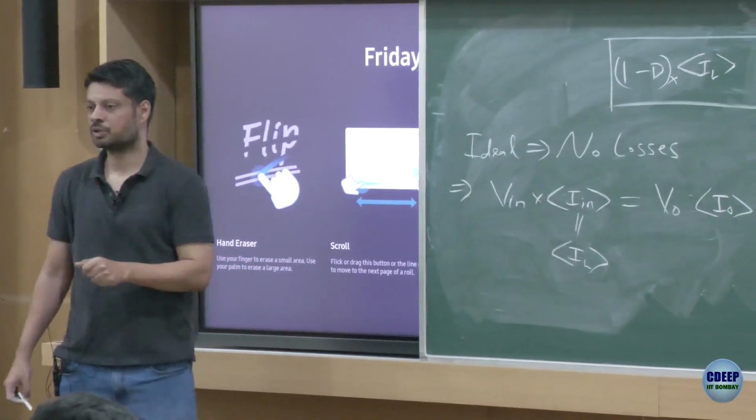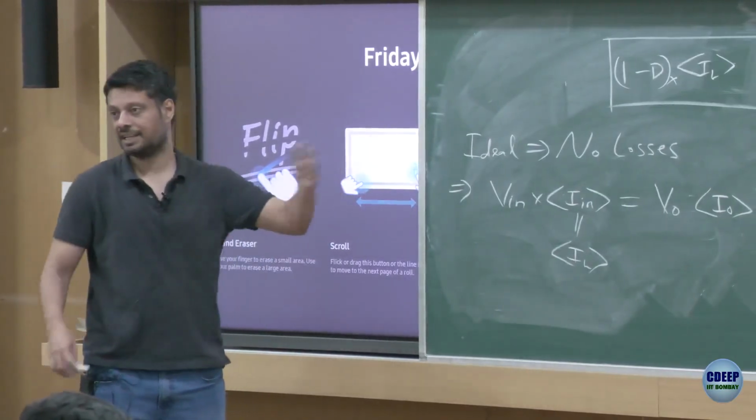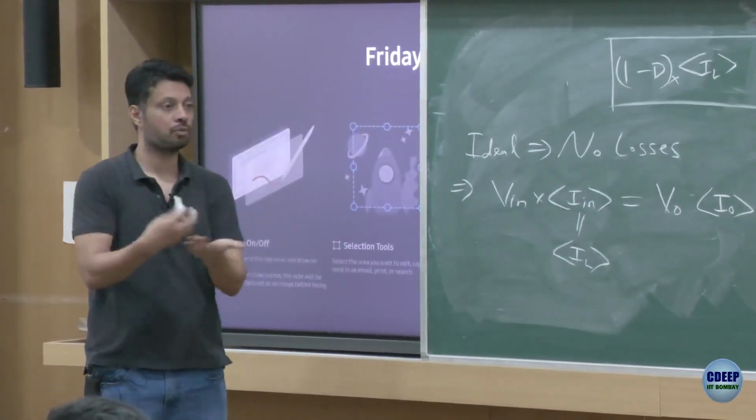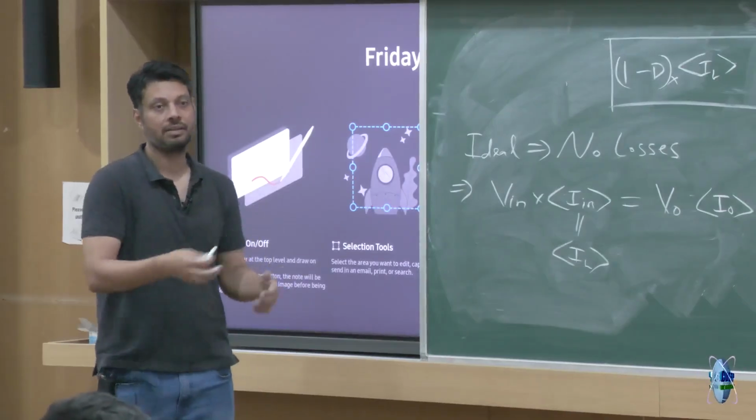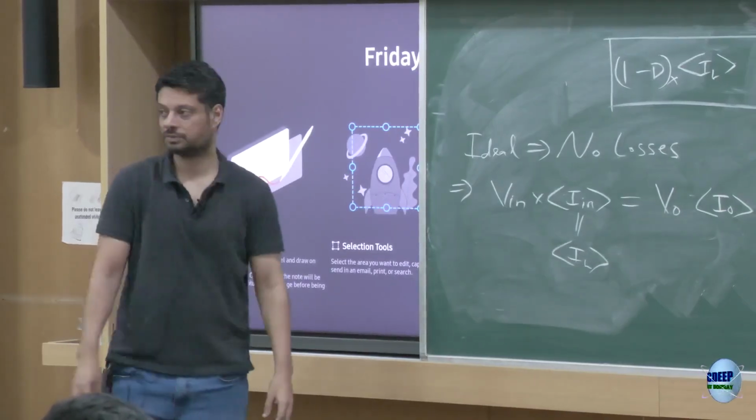There was an assignment question also previously, right, where you could have either done it directly by equating input average power to output average power, or you could have done it this way, drawing the waveforms.